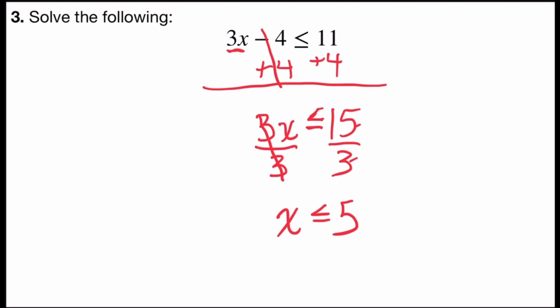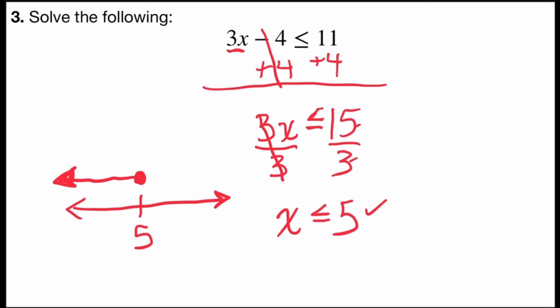I can also show this answer graphically on a number line, and I could say I have the number 5, since that's what I'm interested in. Since it's less than or equal to, the equal to part says I'm going to use a closed-in circle, and I want all the values that are less. So all the values that are less would be graphed to the left. And so my answer, x is less than or equal to 5 in algebraic form, and I can show the answer x is less than or equal to 5 on a graph in the number line.